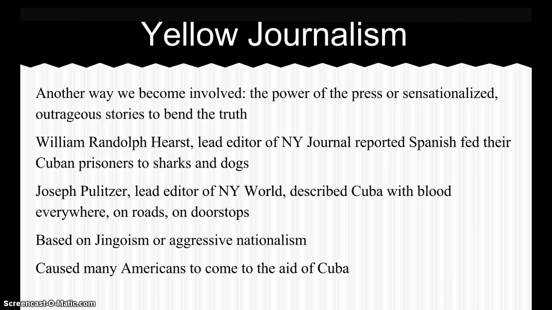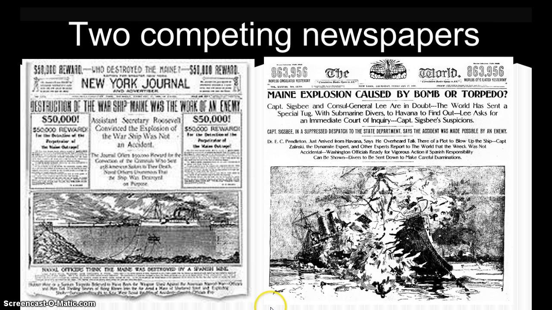So, guys, another good word I want you to review and define is jingoism. So, jingoism is extreme or aggressive nationalism, and it caused many Americans to come to the aid of Cuba. And so I like to use these examples to show you these are the two newspapers that are reporting on the news, the events coming out of Cuba. And so there's both the World and the New York Journal.